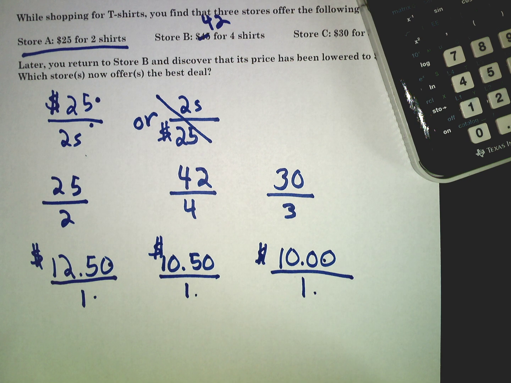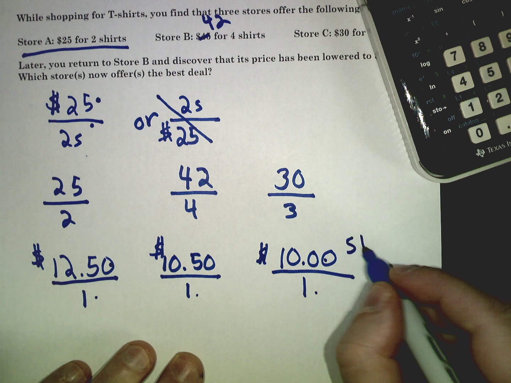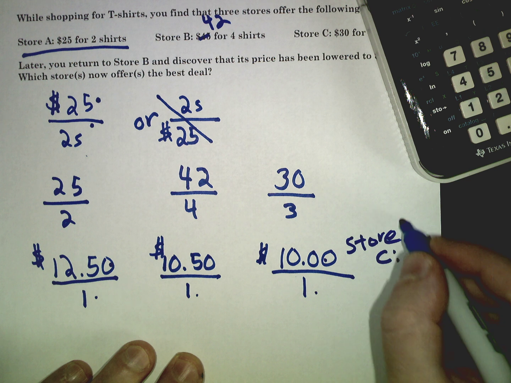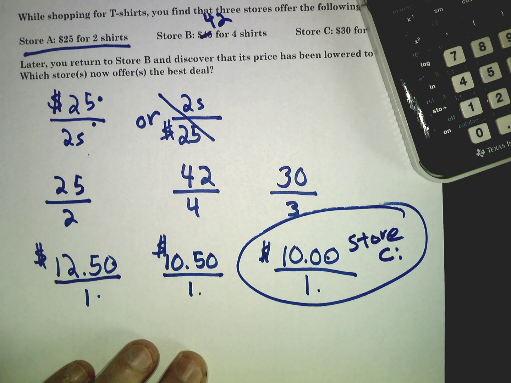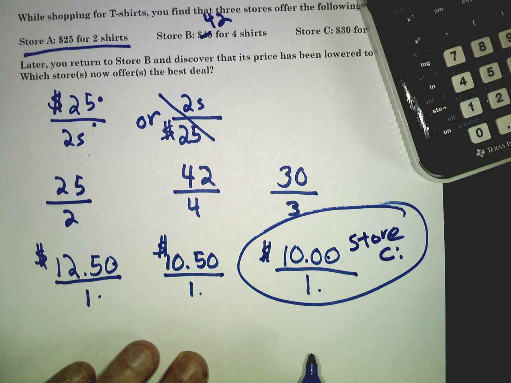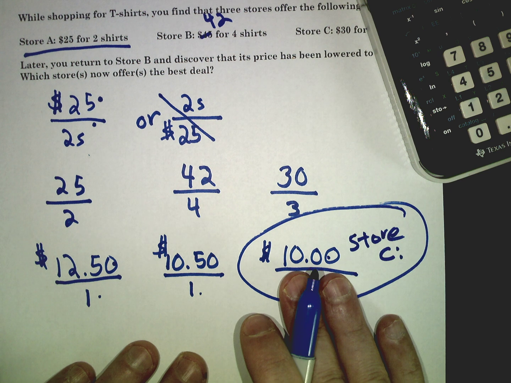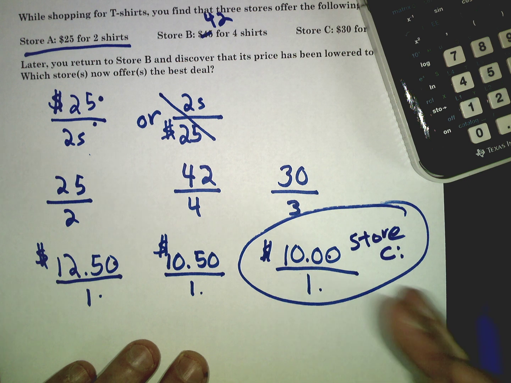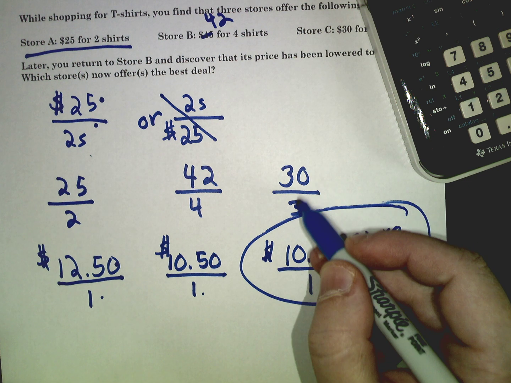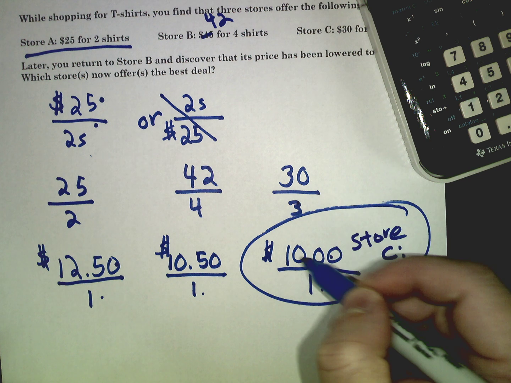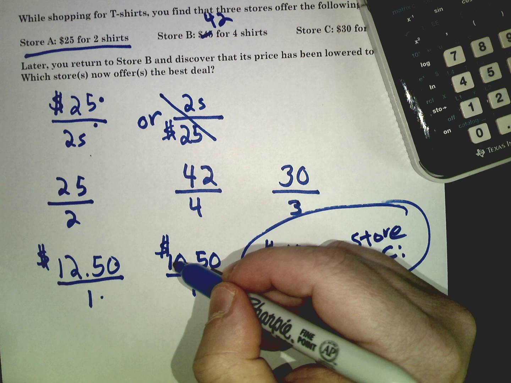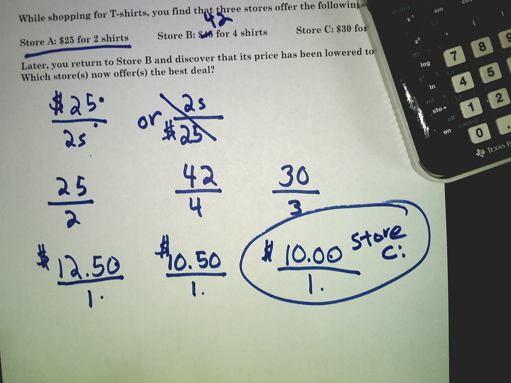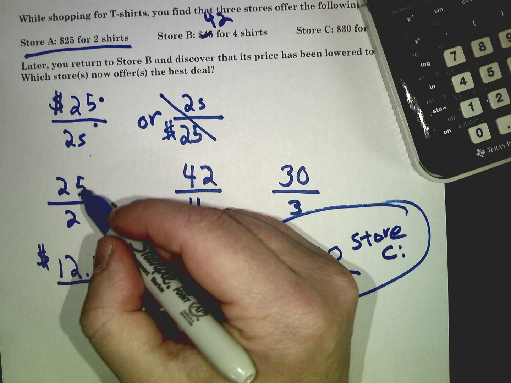So now we realize that Store C still has the best deal, even if they lowered the price at Store B. Store C is still the best deal, $10 for 1 shirt. It's going to come out as $10 on your calculator. But the idea is that $30 for 3 shirts is equivalent to $10 for 1 shirt. $42 for 4 shirts is equivalent to $10.50 for 1 shirt. It's almost like we're reducing fractions. We are.